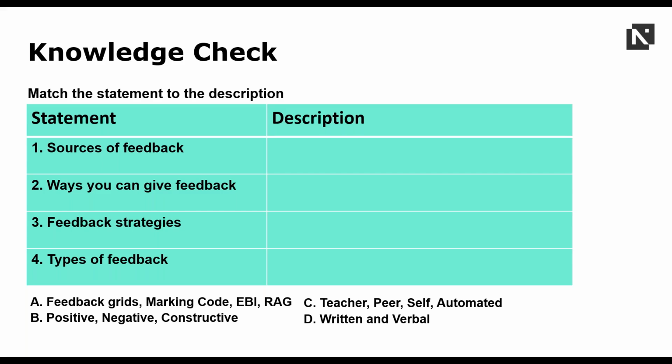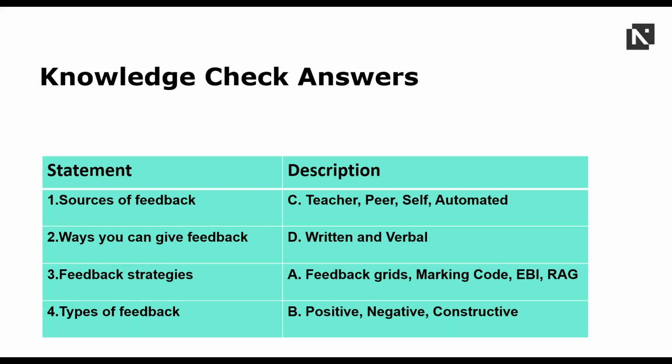So I'll share the answers to this with you. Sources of feedback would be teacher, peer, self, and automated. Ways you can give feedback: written and verbal. Feedback strategies could be things such as feedback grids, marking codes, even better if, and drag ratings. And then types of feedback: you've got positive, negative, and constructive.